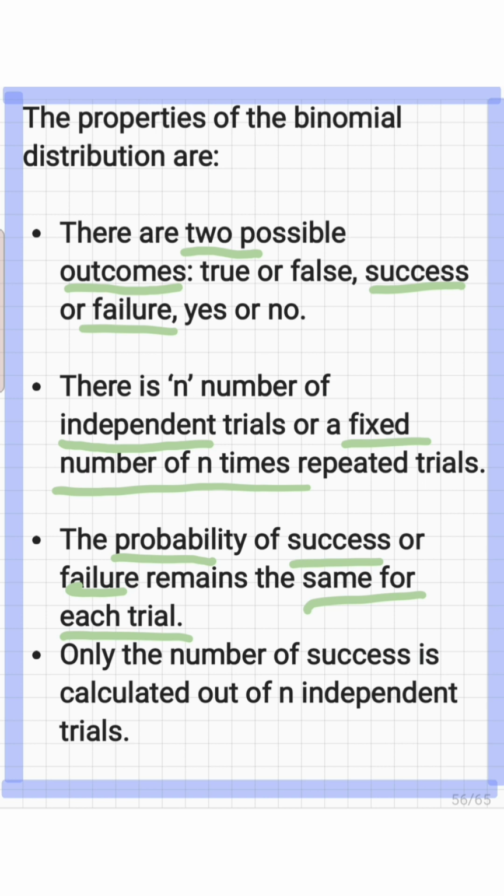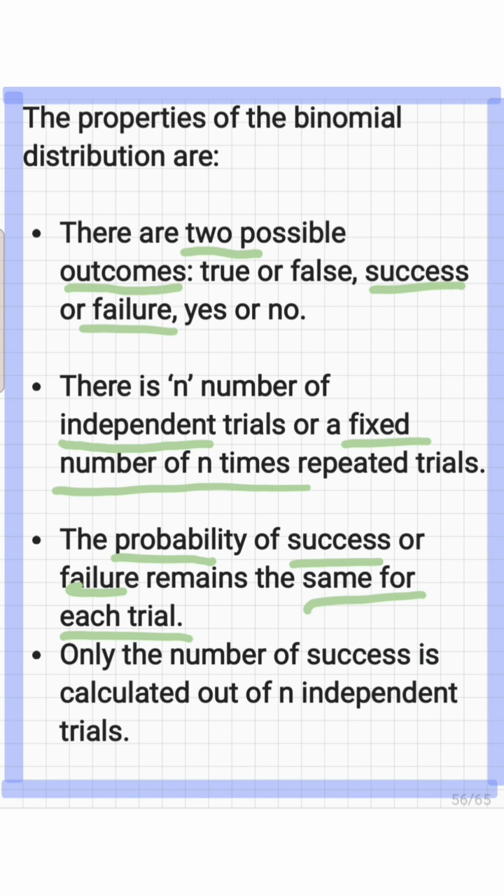And the other properties include two possible outcomes, that means success or failure. We already said this. And next one, there are n number of independent trials or a fixed number of n times repeated trials. Here you can remember the fact that there is a big difference between the normal distribution and binomial distribution, that binomial distribution has a finite number of trials and normal distribution has infinite number of trials. So here in binomial distribution, there are n number of independent trials, or we can say a fixed number of n times repeated trials, right?